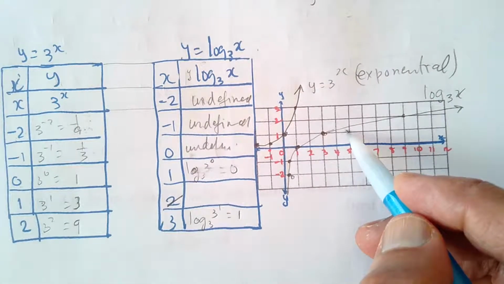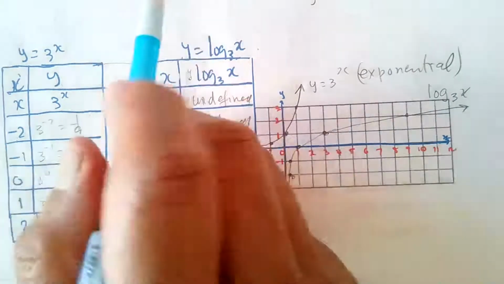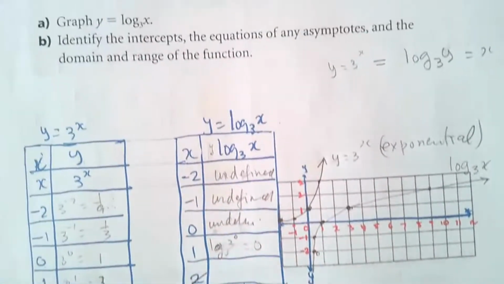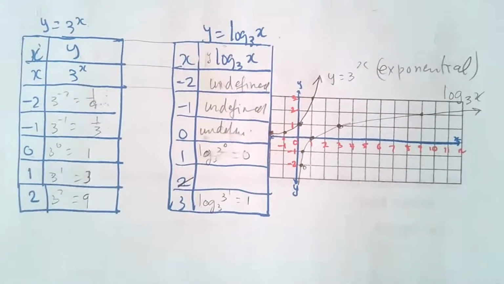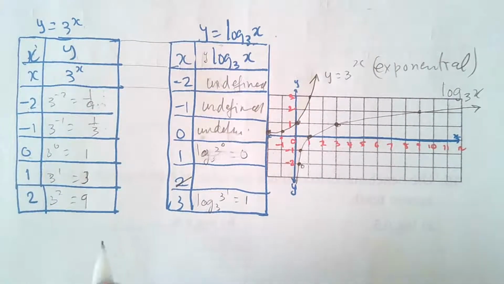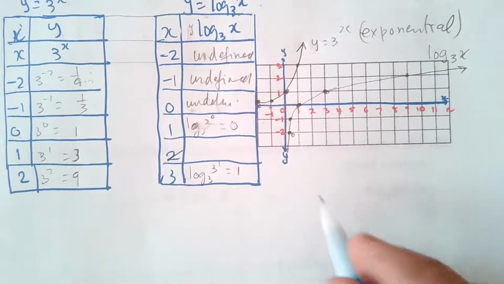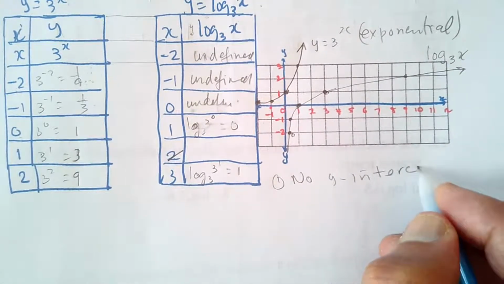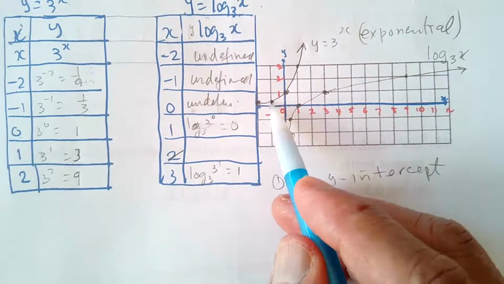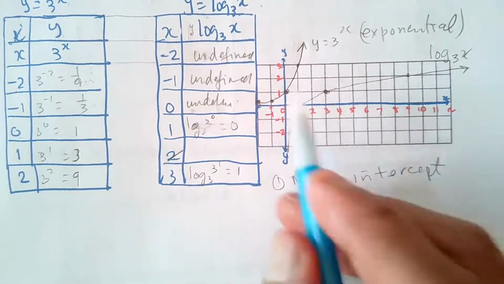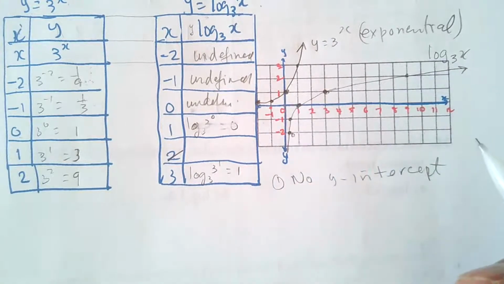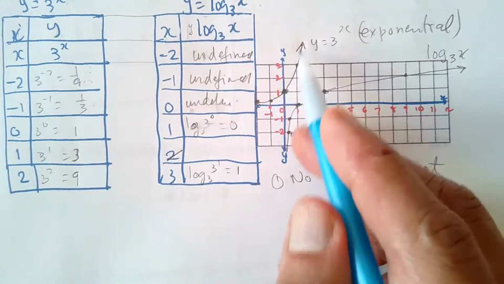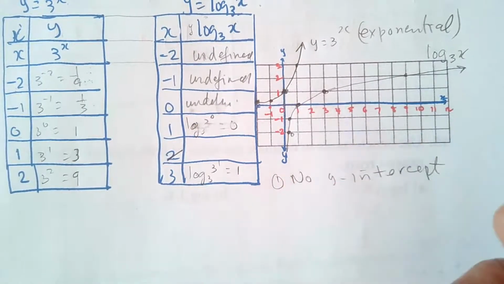For the log function, notice there's no y-intercept. If you look at our graph right now, there's no y-intercept for a log. So we can conclude no y-intercept. Let's compare to the exponential. For exponential, there's a y-intercept at 0, 1.